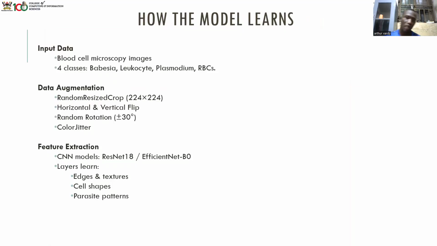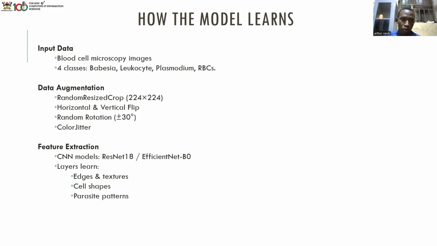So this is how our model lines up. First of all, we have the initial step that comes first, the input data. The data that we input consists of microscopic images of blood cells. And these cells are from different classes: the babesiosis class, the leukocyte class, the plasmodium class, and then the red blood cell class. Then you have the data augmentation. Data augmentation is like filtering those images.